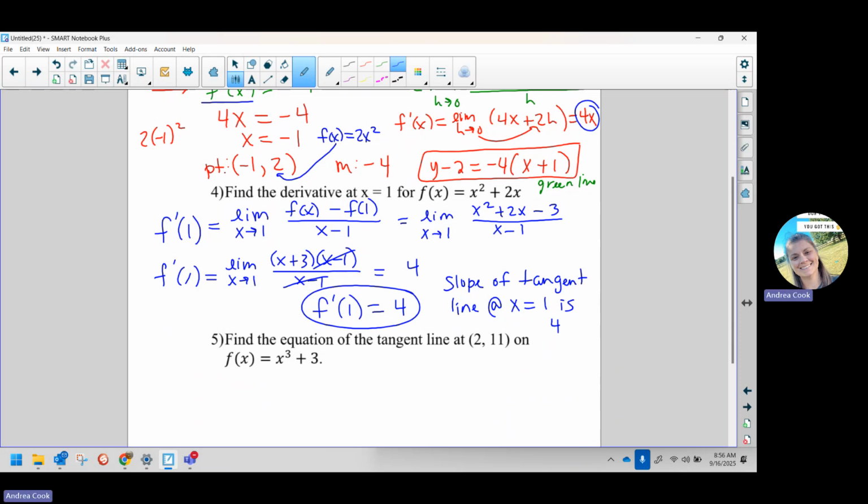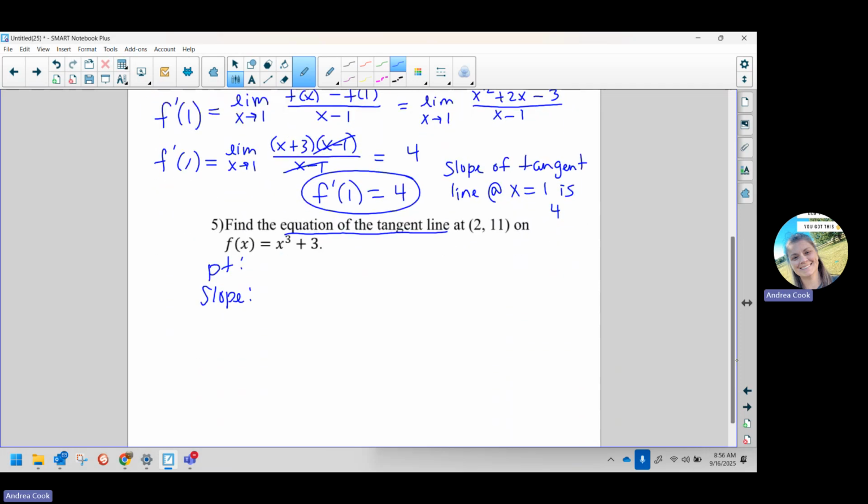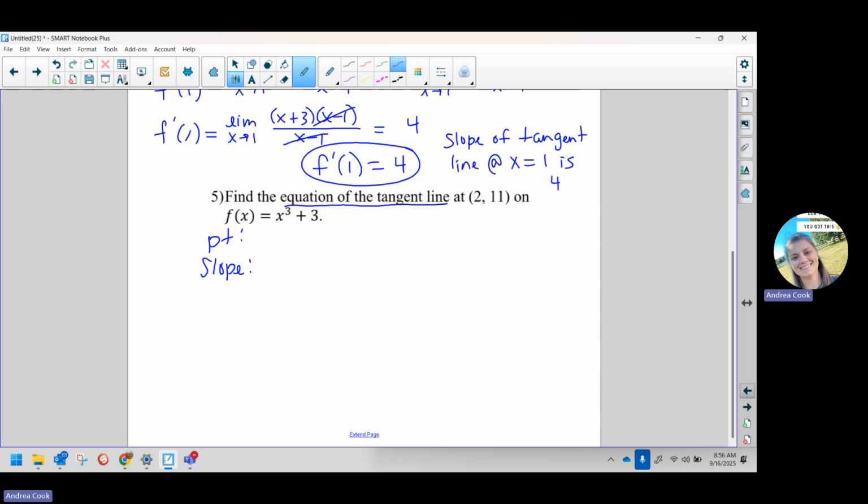All right, are you ready to try one on your own? Yes. Okay, we're writing an equation of a tangent line, so you need a point and you need a slope. Luckily, they gave you the point, so you need to do the work to find the slope. Go ahead, I'll give you a few minutes.